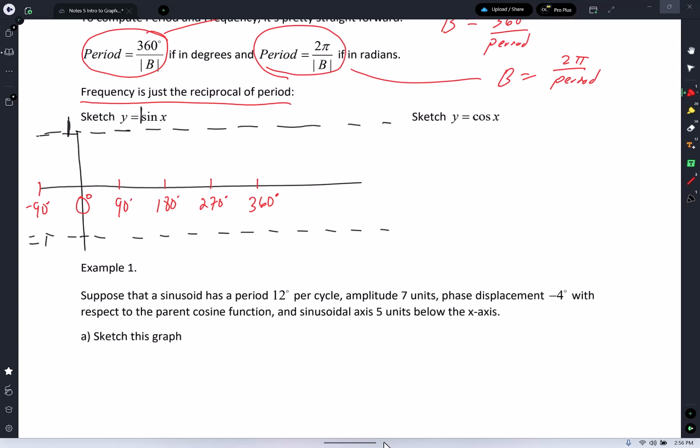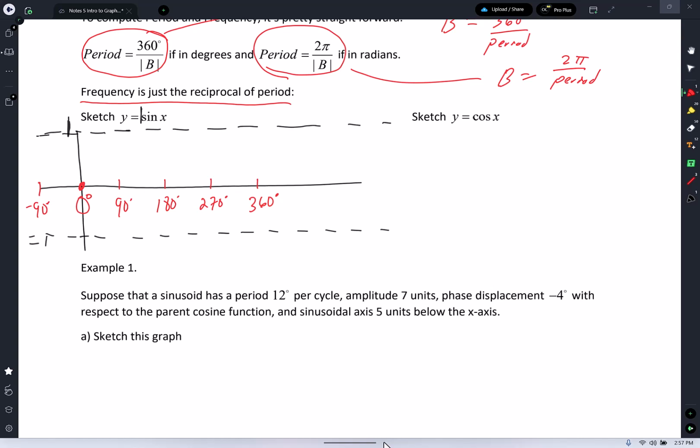At 0 degrees, what is sine of 0? We just took a unit circle quiz. What's sine of 0? It's not 1. It's 0. Put a point at 0, 0. Sine of 0 is 0, guys.